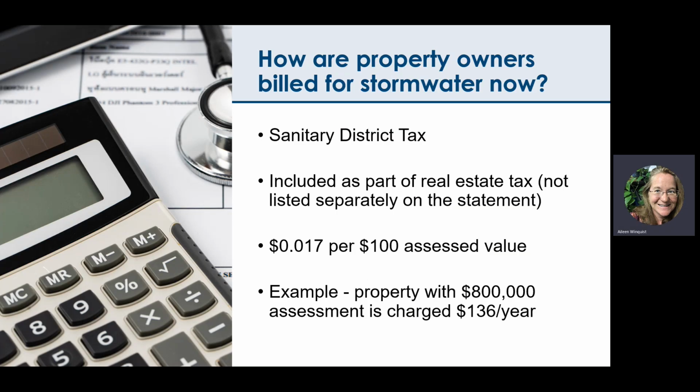Prior to converting to a stormwater utility, property owners are billed with a sanitary district tax, which is included as part of the real estate tax. It is blended and not listed separately on your tax statement. The amount is 0.017 per $100 of assessed value, and so that equates to about $136 per year for a property with an average $800,000 assessment.